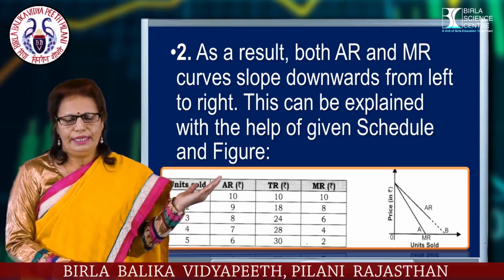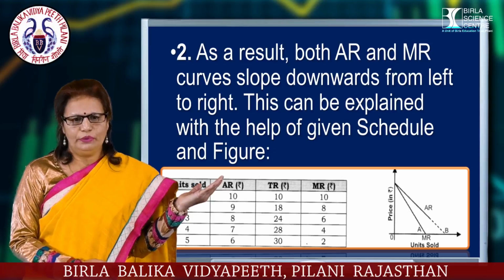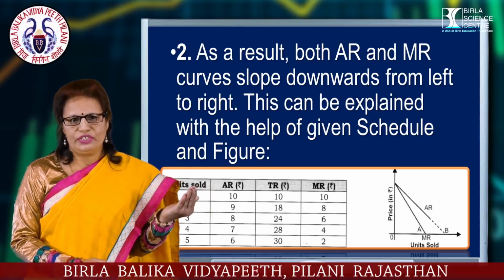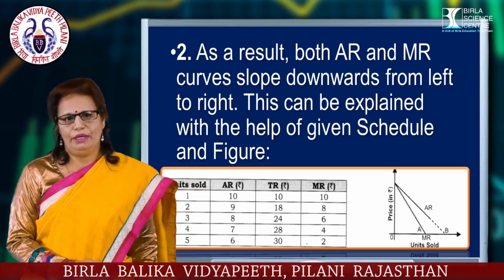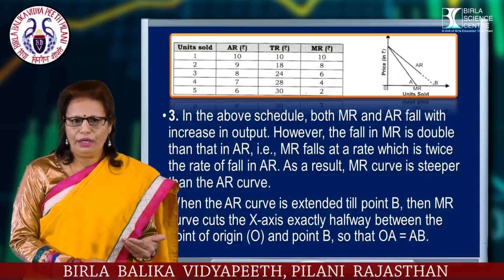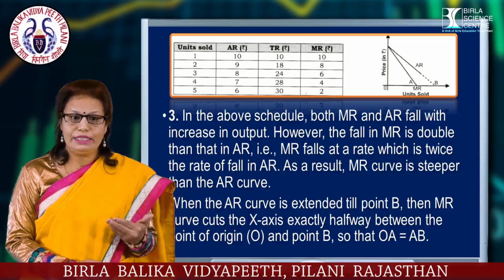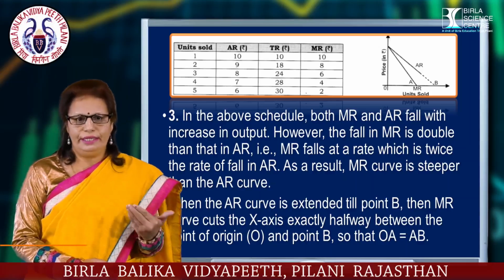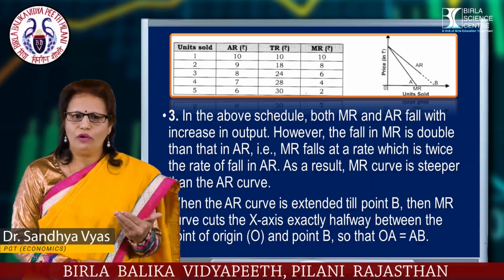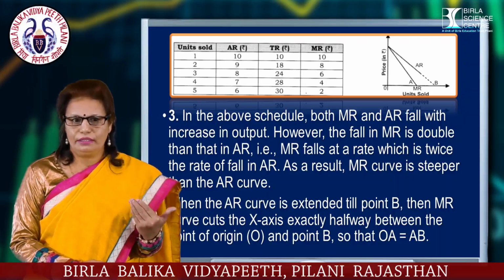So you can see AR is greater than MR, and the schedule is also shown. Here you can see AR is given, and AR into units sold is TR, and the difference of TR is MR. In the above schedule, you have already seen both MR and AR fall with the increase in output. However, the fall in MR is double that in AR. That is, MR falls at a rate which is twice the rate of fall in AR. As a result, the MR curve is steeper than the AR curve.